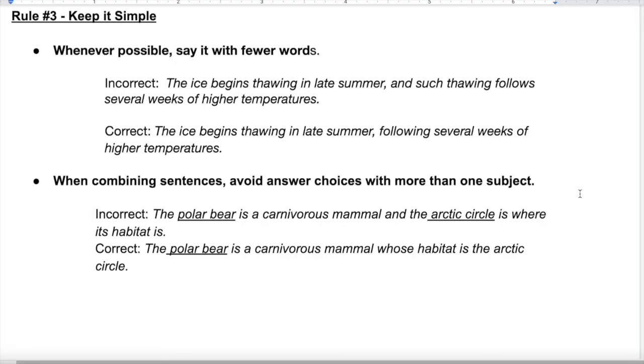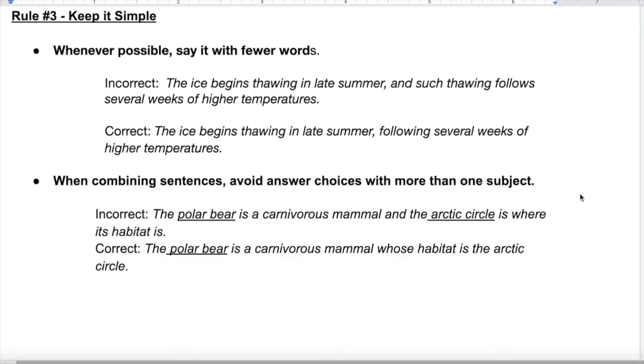Don't worry about the word carnivorous. It just means it eats meat. But do you see there are two subjects in there, and I underlined them? The polar bear and the Arctic Circle. And don't get me wrong, am I breaking the rule by having two subjects? Not necessarily. It's just bad style, because when you've got more than one subject in a sentence, it's kind of confusing what's going on or who's doing what. And you'll know they're testing on this because they'll ask which of the following answer choices best combines these two sentences.